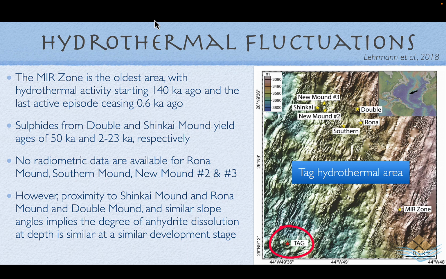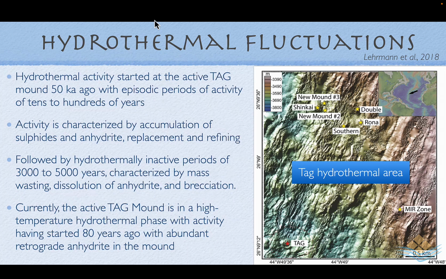Notice that we're at a depth here of around 3,650 meters at Tag Mound. The hydrothermal activity there has been dated as starting at around 50,000 years ago, and it's been episodic. So we have periods of activity from tens to hundreds of years interspersed by times of little or no activity. The active periods are characterized by the accumulation of both sulfides and anhydrites, along with various processes of replacement and refining of their metalliferous content.